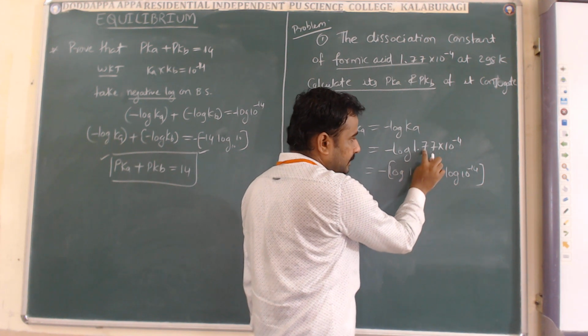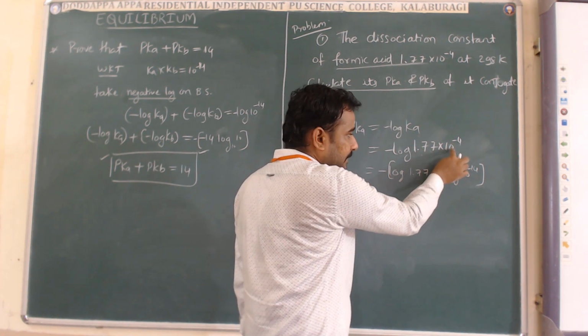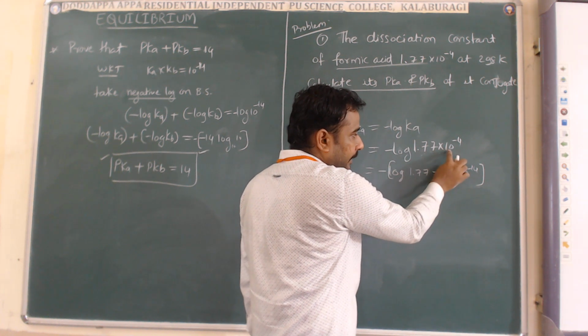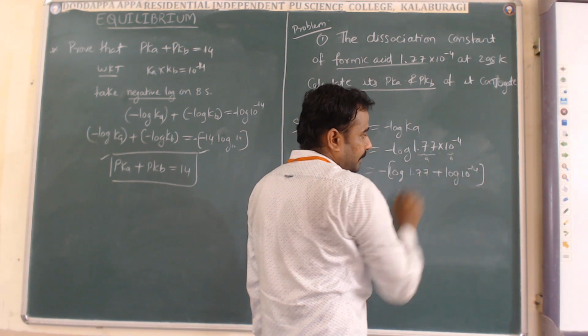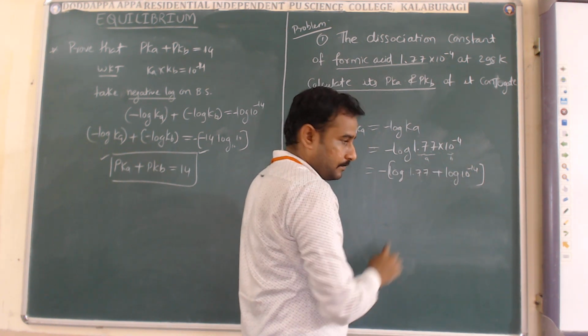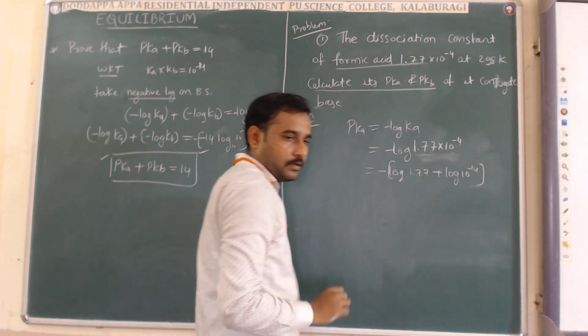This 1.77 is the A, so log A is there. This is the B. Log A into B: this one you have to consider as the A, and this one as the B. Log A into B means log A plus log B. Okay, I understood this one.